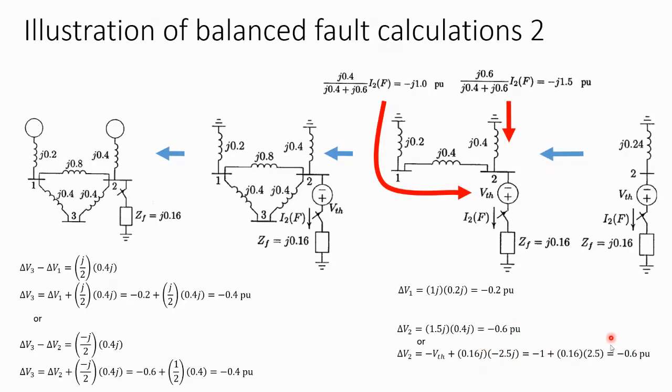Observe that no matter which branch you are looking at, you should obtain the same delta V2 value. And that is a proof that you have applied your circuit analysis properly.